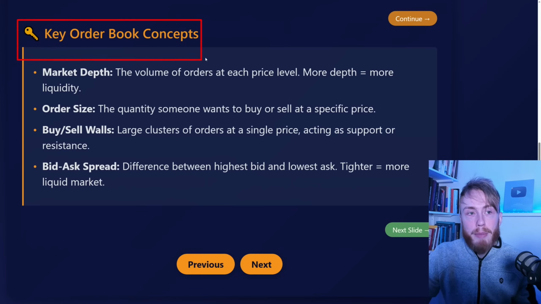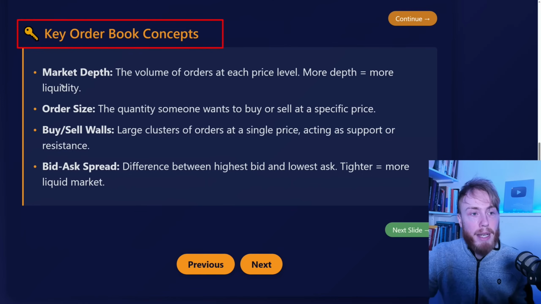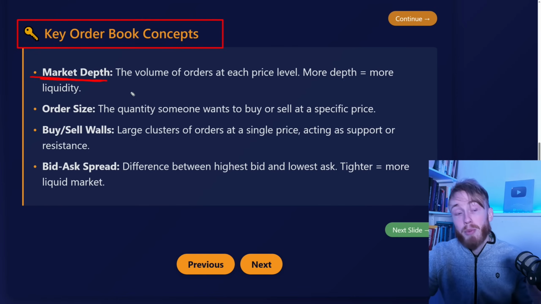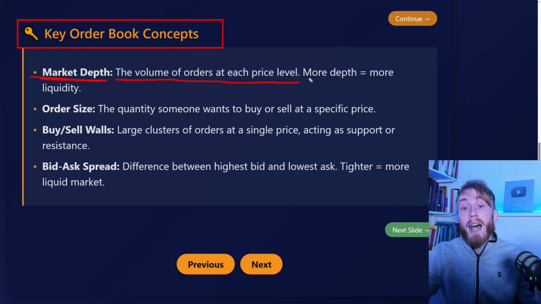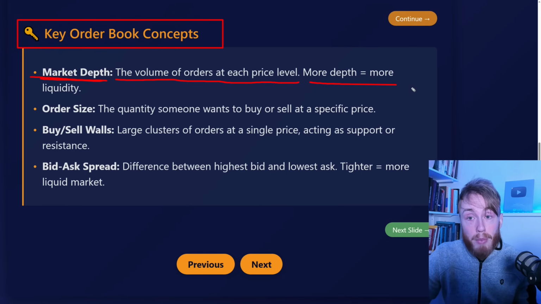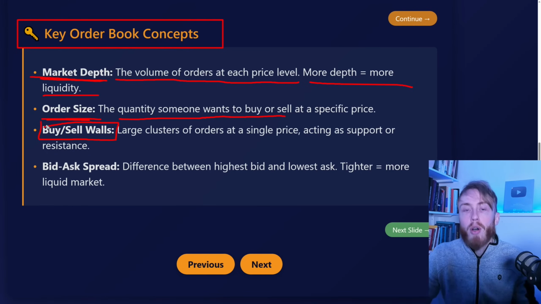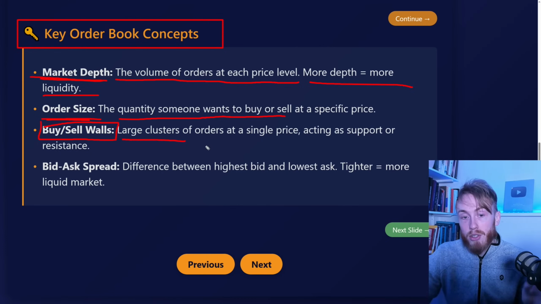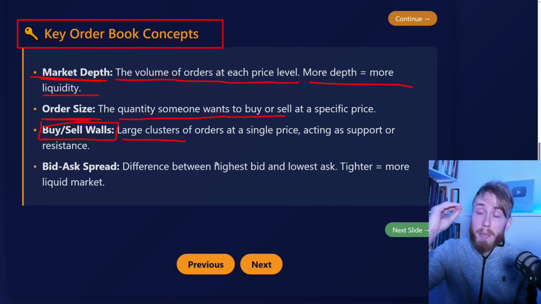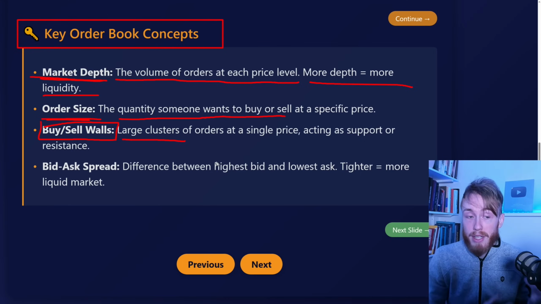And here are some other very important concepts to have in mind. First of all, market depth. We already talked about market depth, and that is the volume of orders at each price level. The more depth, the more liquidity. We also have the order size. This is simply the quantity someone wants to buy or sell at a specific price. Another concept is buy and sell walls. These are basically large clusters of orders at a single price level, and these can act as support and resistance.